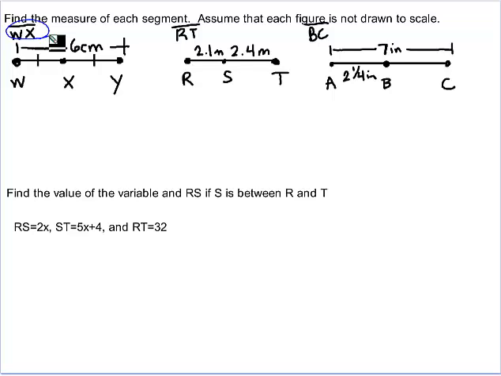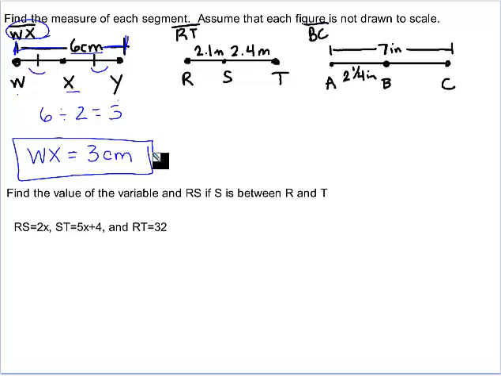So here we see that point X is in between W and Y. We also see that the entire diagram here is labeled as being 6 centimeters. And we notice we have 2 congruent marks. Because we have the 2 congruent marks, we know that the line segment is split up evenly. Since it's split up evenly, we would just have to go, okay, well, 6 divided by 2 is 3. So the measurement from W to X is equal to 3 centimeters. Notice here we are talking about a measurement, so we do not have the line segment notation on top of it.